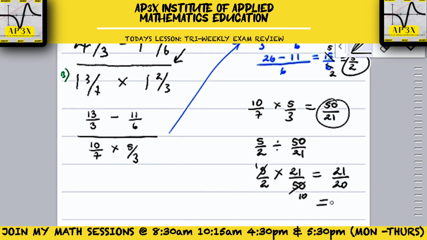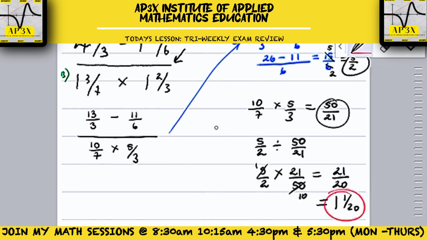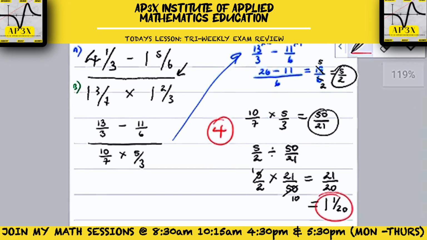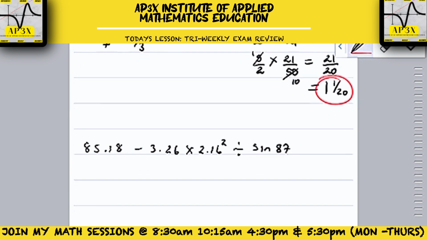And a better answer would have been, say, to convert this to a mixed fraction, which is then 20 into 21 goes 1 time, remainder 1 over 20, and then that there would have given you a solid, very, very solid 4 marks for the exam. So I do hope that with this little explanation here on fractions, you can then move forward finally with always getting maximum marks on your fraction question.